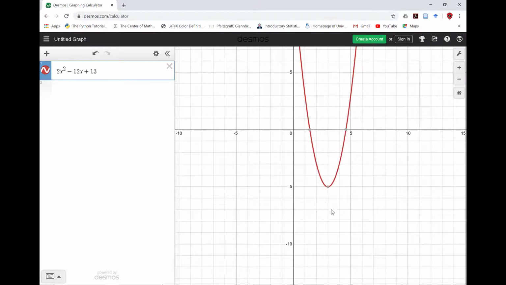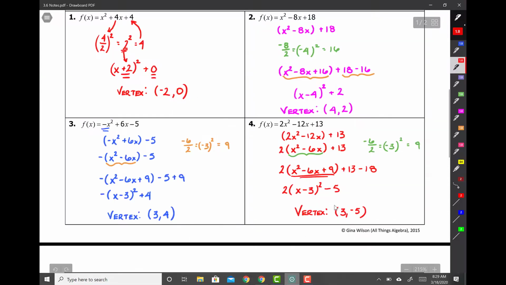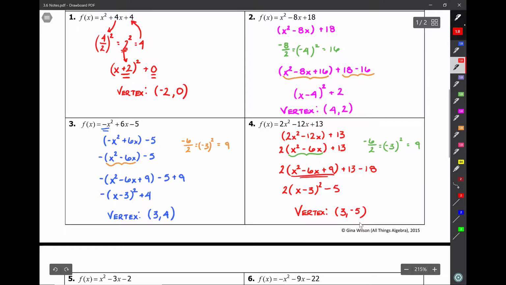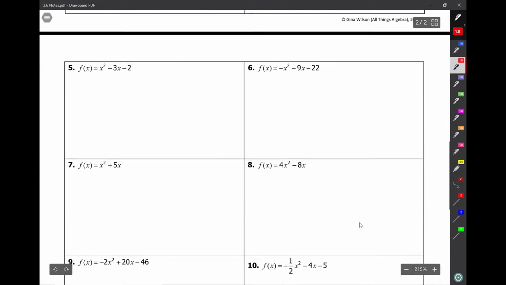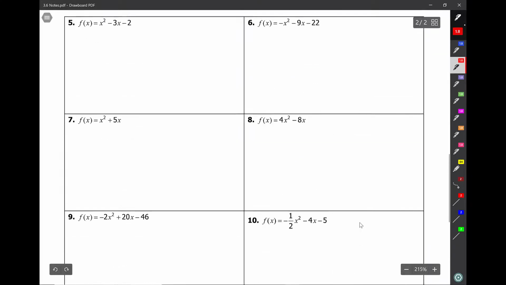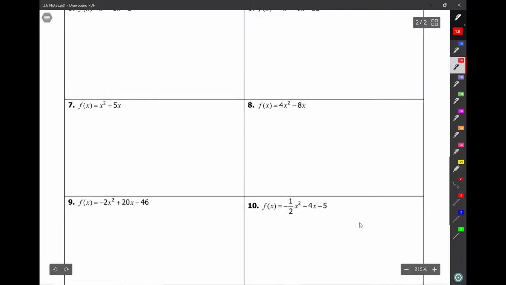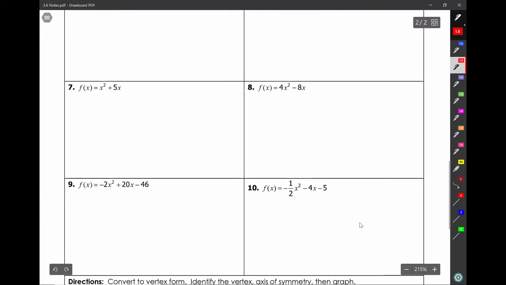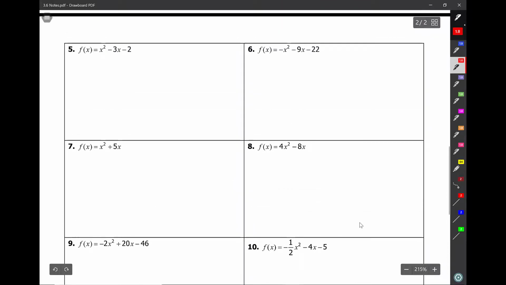And I want to check the vertex. I get 3, negative 5 on the graph. And in our notes, we came up with 3, negative 5. So we're actually doing pretty good. I won't go through every example on 5 through 10. I'll hit, let's say, 7 and 8 because the rest of them are all going to be very similar.